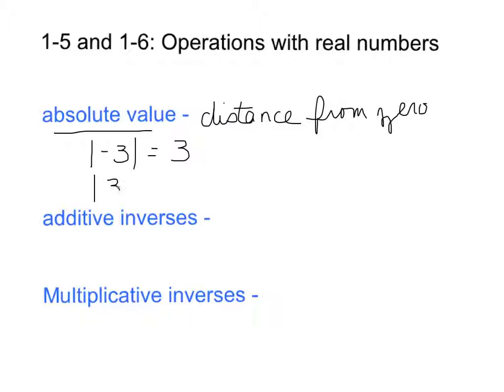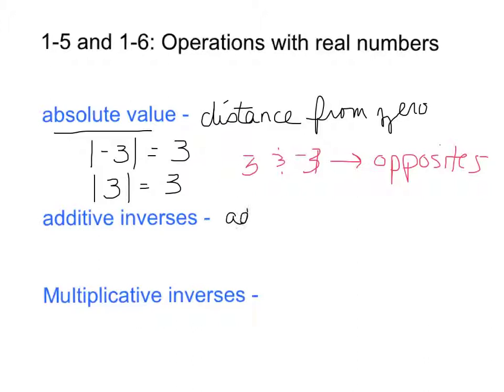If I want to know what the absolute value of 3 is, I want to know how far away from 0 is 3, which is 3 spaces. So 3 and -3 are what are called opposites. What's important to remember about opposites is they're actually what are called additive inverses. Additive inverses are values that add to 0.